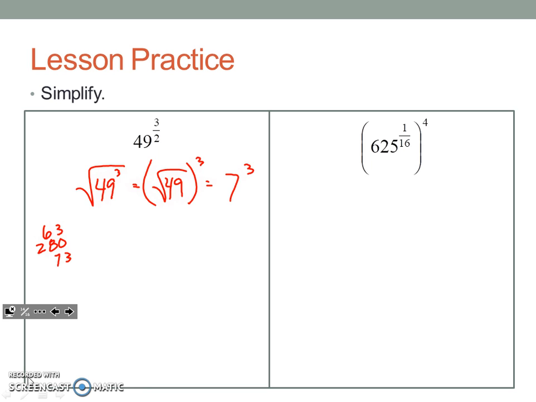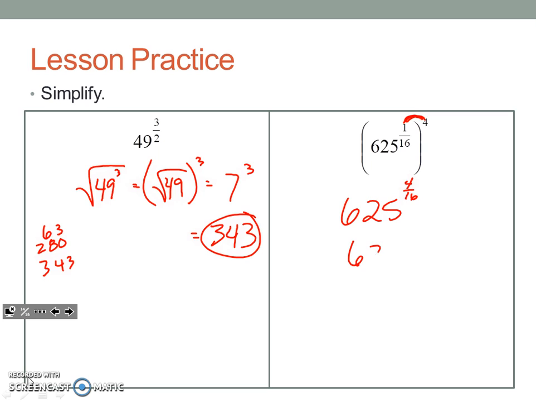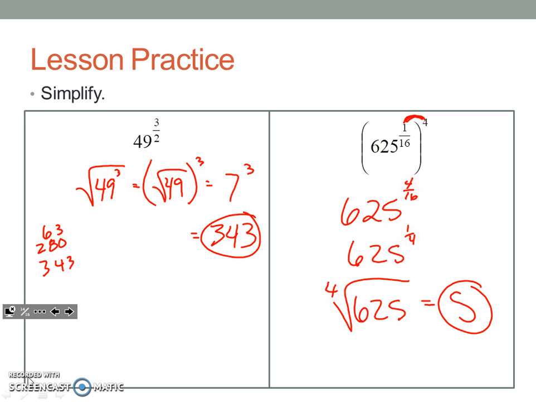6, 8 is 7. No, wow. Sorry. 6 and 8 is 14. So 343. Yep. So I've got 343 for my answer here. In this spot, I can multiply those two. So that's really 625 to the 4/16, which is really 625 to the 1/4. Use our jam rule. That's a 4th root of 625, which is 5.